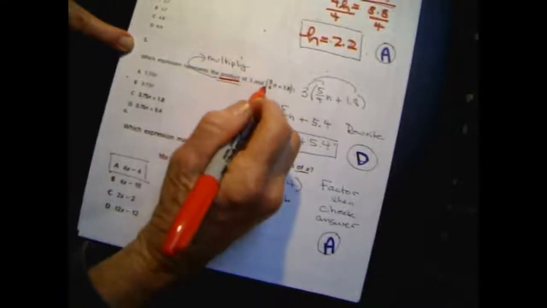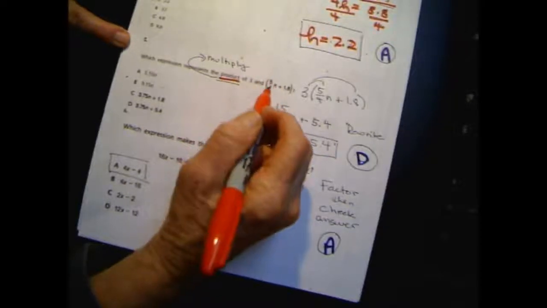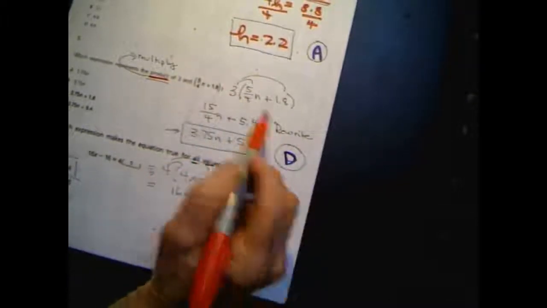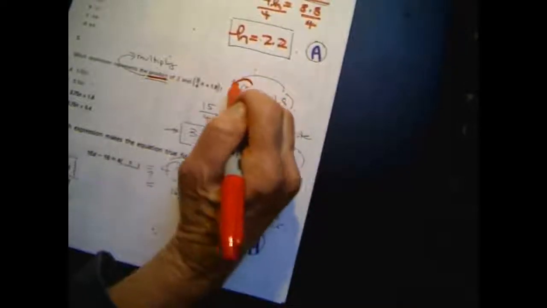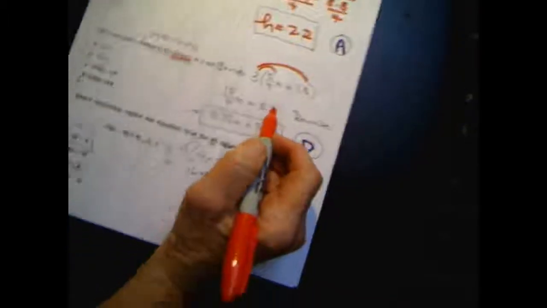Product means to multiply of 3 and some number, quantity 5/4 n plus 1/8. So set it up just like this, 3 times the quantity of this, and then all I need to do is distribute. Distribute here by multiplying. 3 times 5 is 15/4 over n. 3 times 1.8 is 5.4.